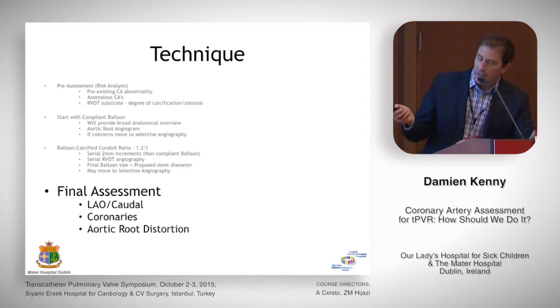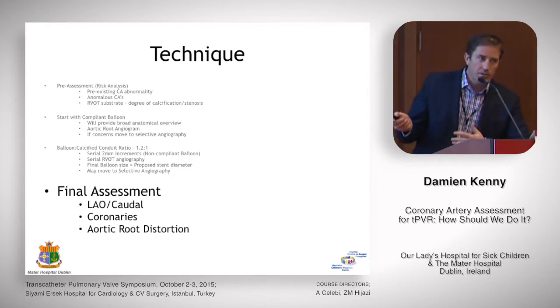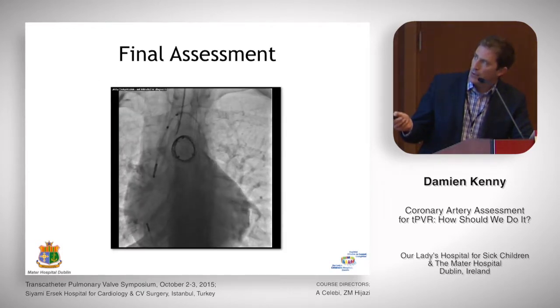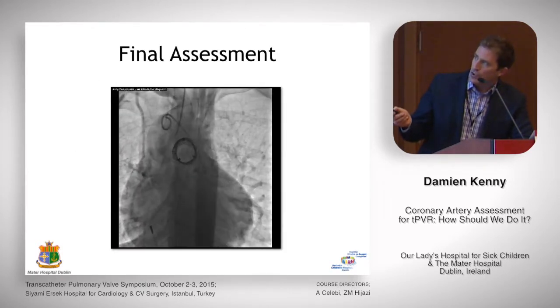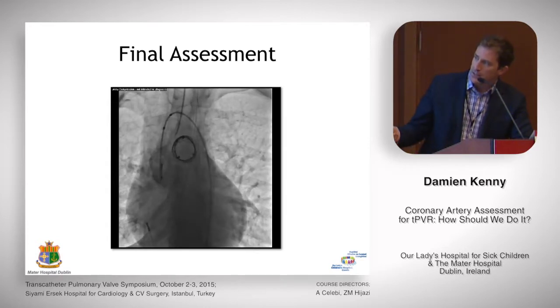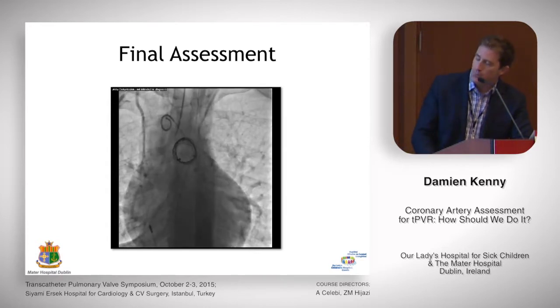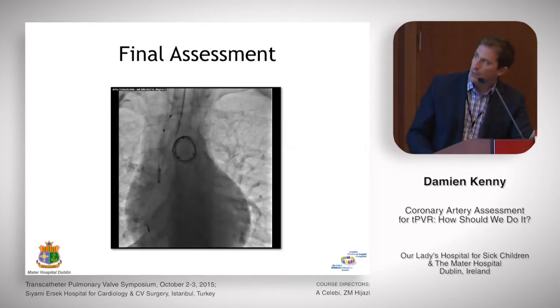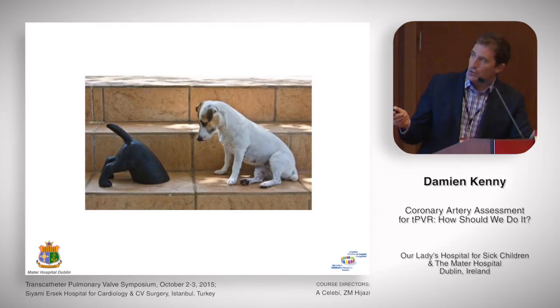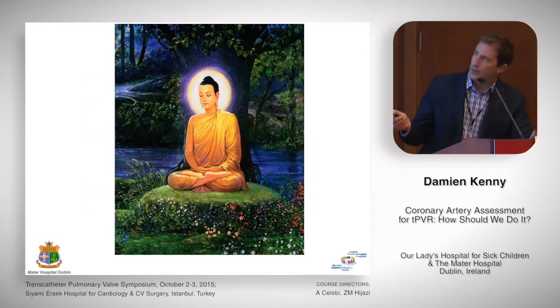So final assessment, again, we talked about this this morning. I think once we've done all the good work, it's really important to assess at the end. Again, we talked about this LAO caudal view. It shows us the circularity of the valve, also shows us the aortic root and whether there's any compression, and we can see the left coronary here filling reasonably well. And I think this has implications. This is the ICE catheter here that we sometimes use. This has implications for not only the coronaries, but the aortic root as time goes on, as we evolve with this procedure.